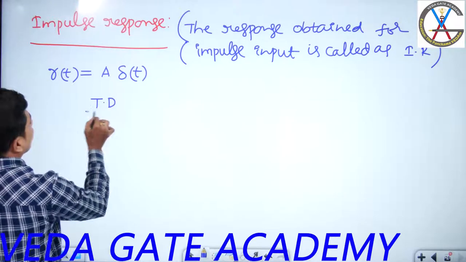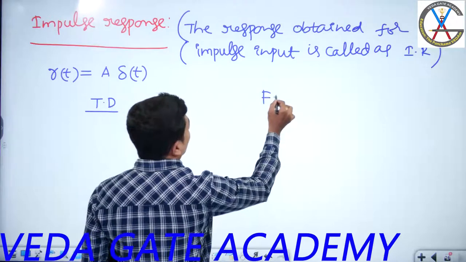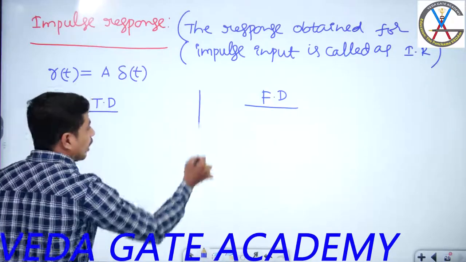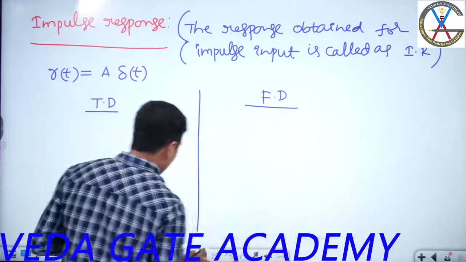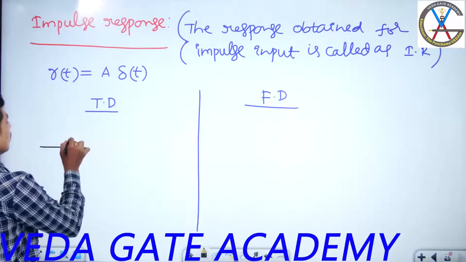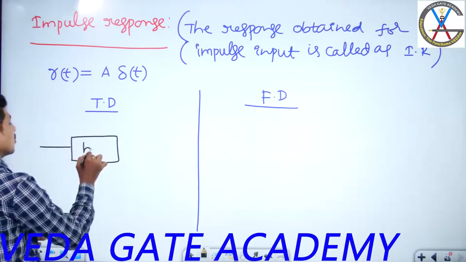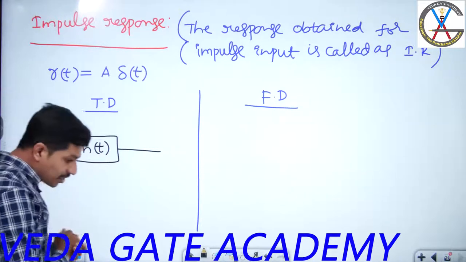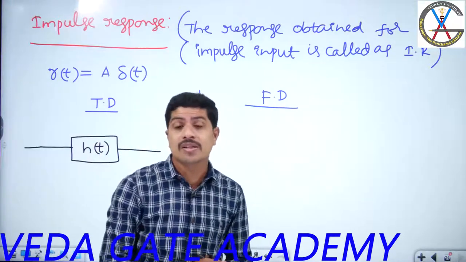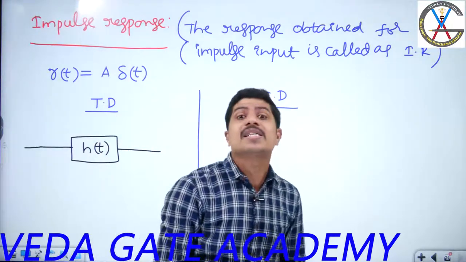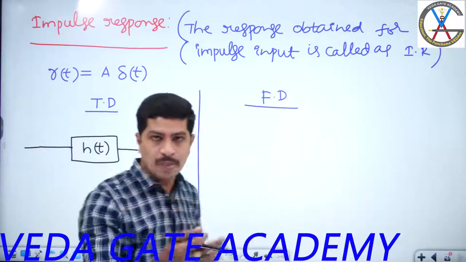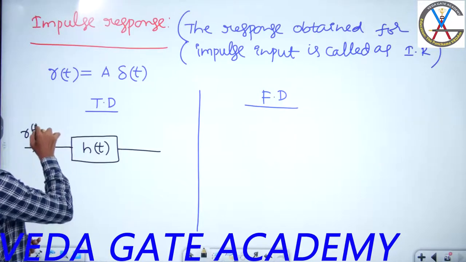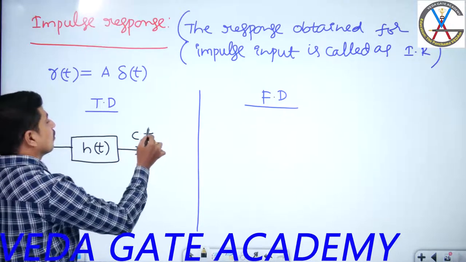Here, this is the time domain and this is the frequency domain; we'll see in both domains. I'm taking some system whose system response is h of t. Every system has its own response called h of t. In the previous class, I told you that impulse response and system response are both the same, and that I'm going to prove that here. What we give as input is r of t, and the output we get is c of t.